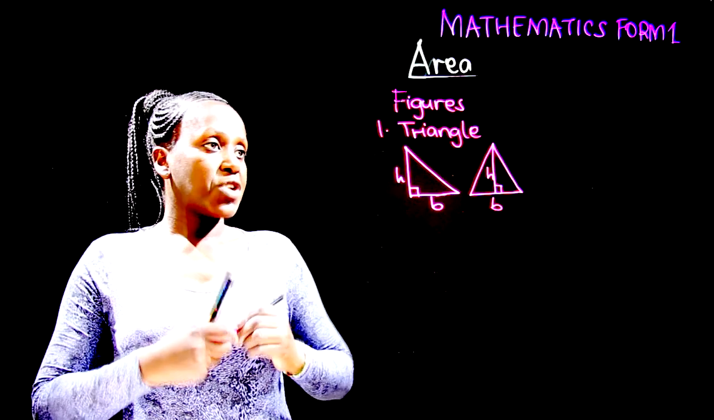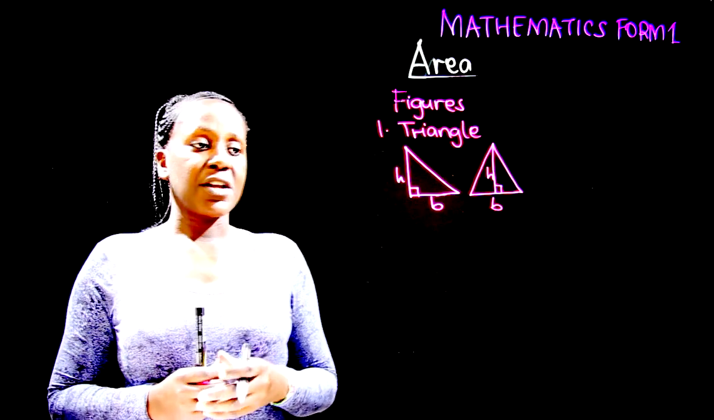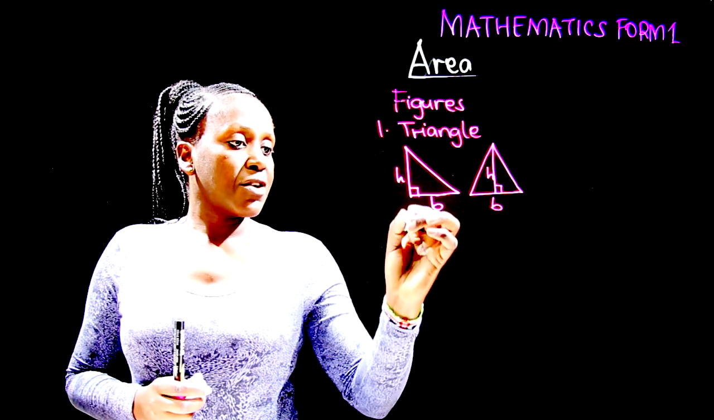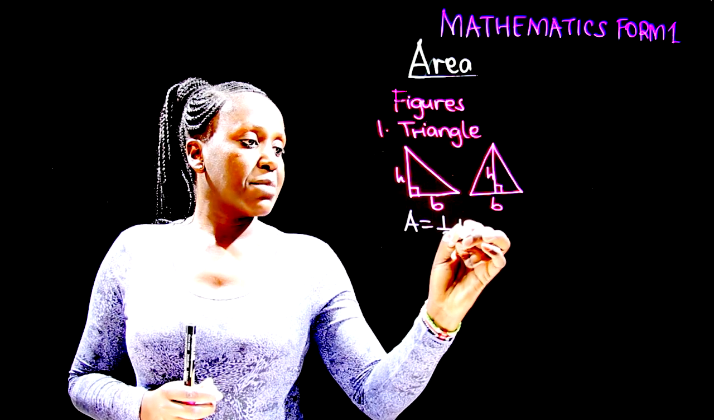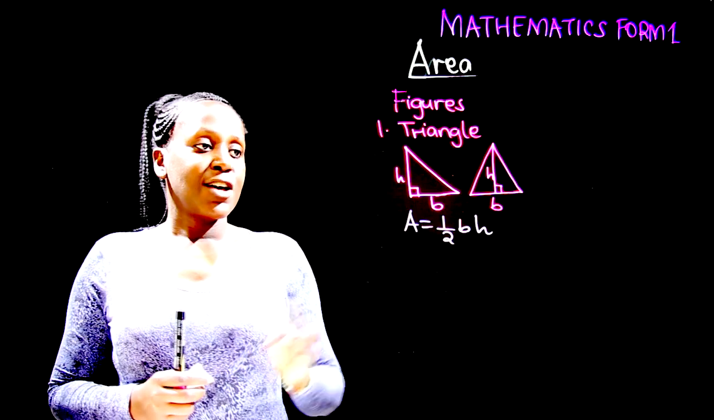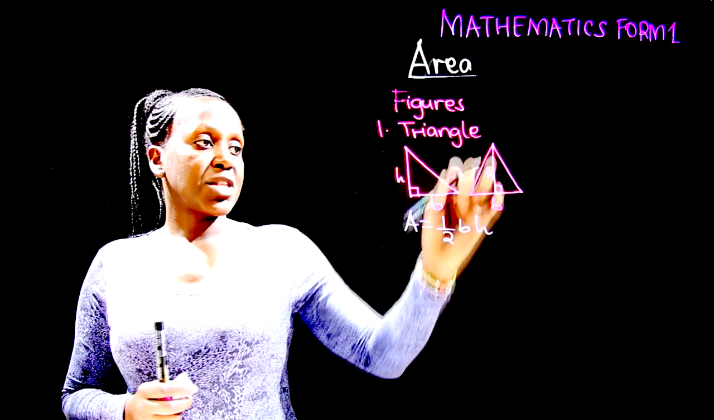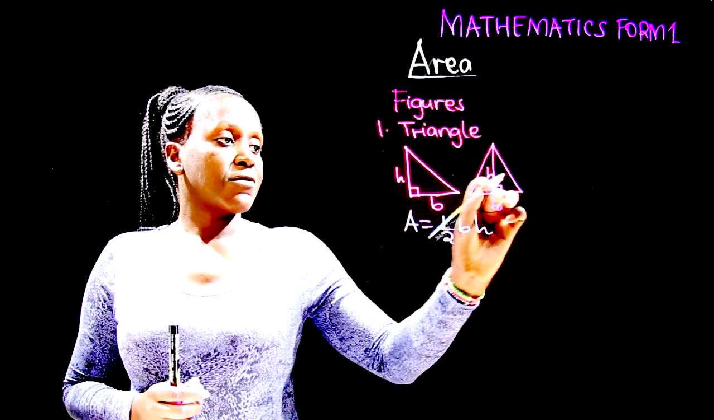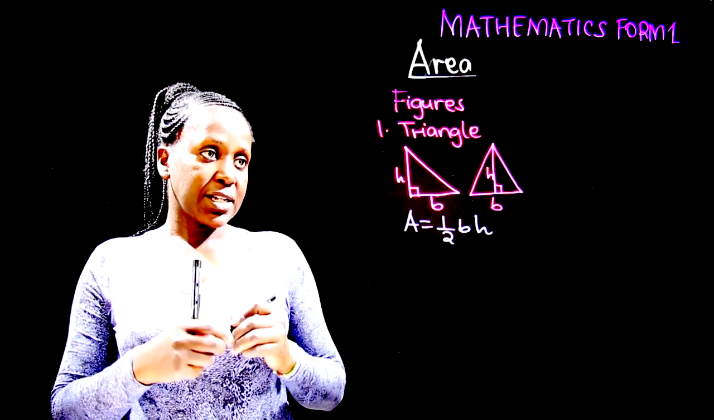So when it comes to a triangle, what is the formula for calculating the area of a triangle? The area of a triangle is given by a half times base times height. If you are dealing with this type of triangle, the whole of this length is a base. So a half times base times height.